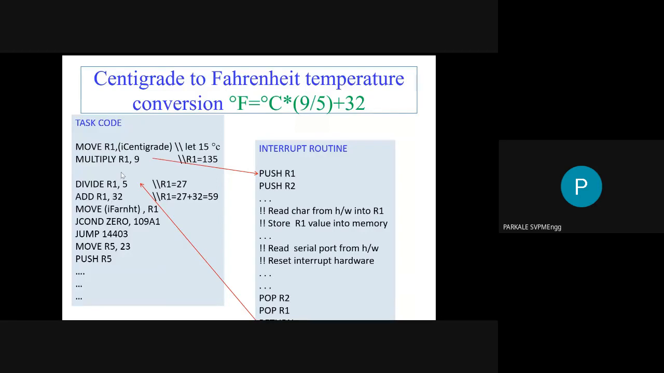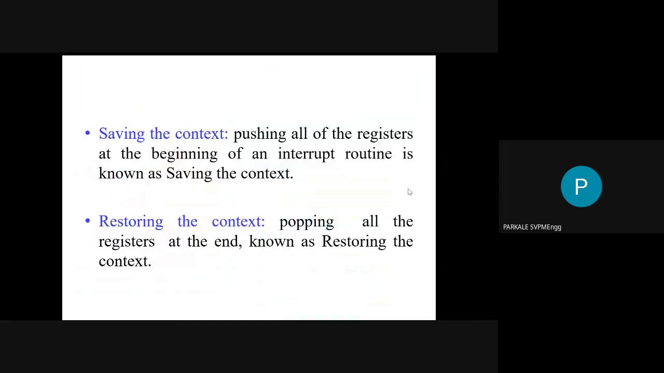Meanwhile you have to upload all the contents of your CPU registers onto the stack memory. That is called saving the context, meaning pushing all the registers at the beginning of an interrupt routine. What is restoring the context? Whenever we come back from the ISR to the task code, you have to pop all the contents from the stack memory into the local registers. This process is called restoring the context.